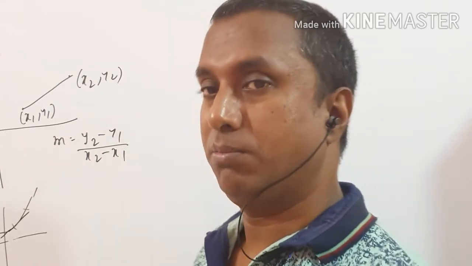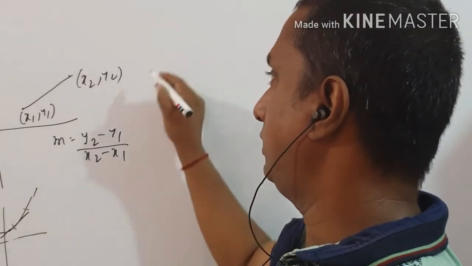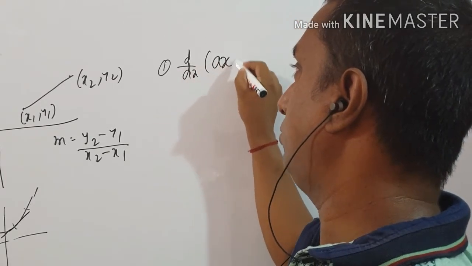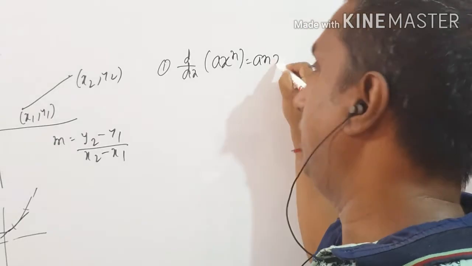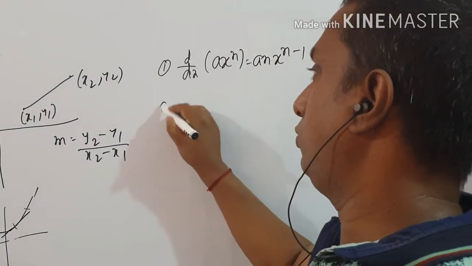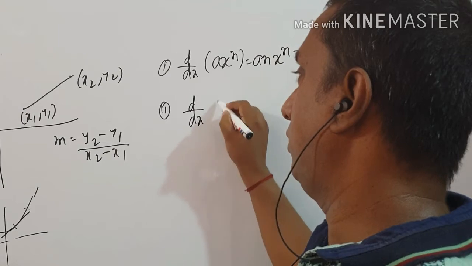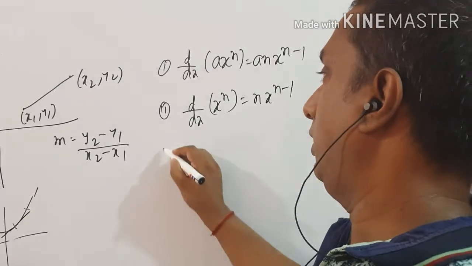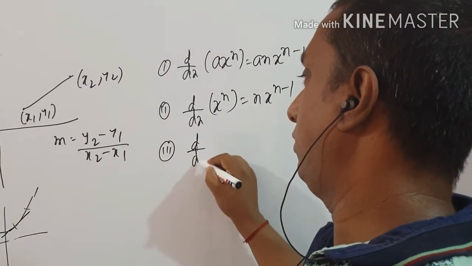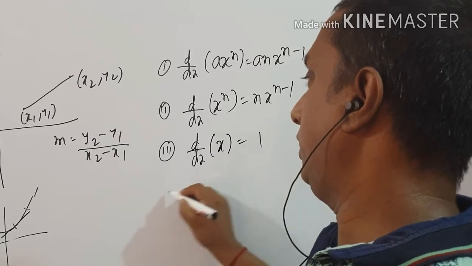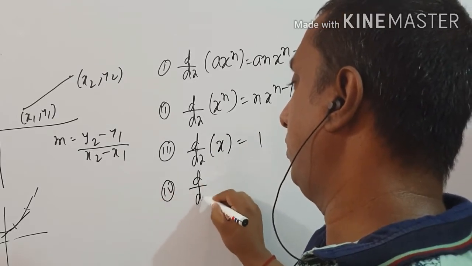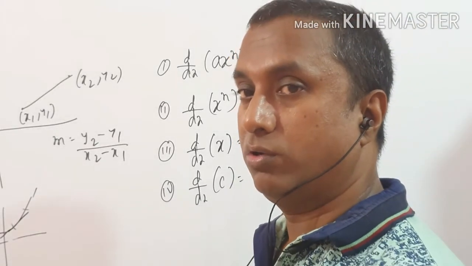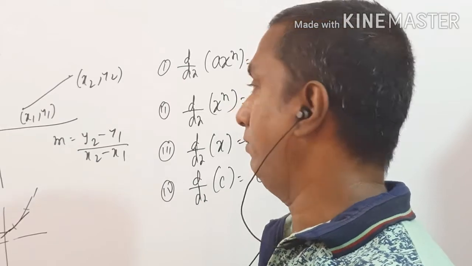I can give you some basic formulas. Number 1, d/dx of a x to the power n equals a n x to the power n minus 1. 2, d/dx of x to the power n equals n x to the power n minus 1. 3, d/dx of x equals 1. 4, d/dx of a constant is 0. So first of all, try to memorize these few formulas.